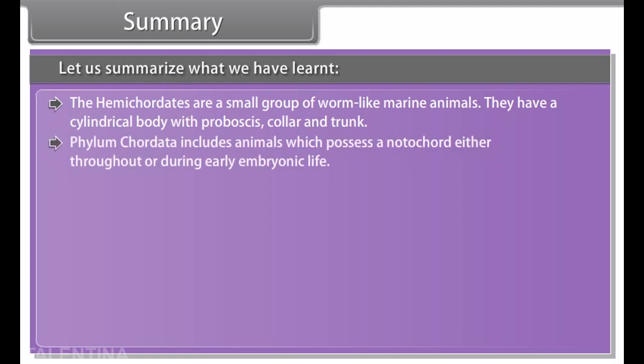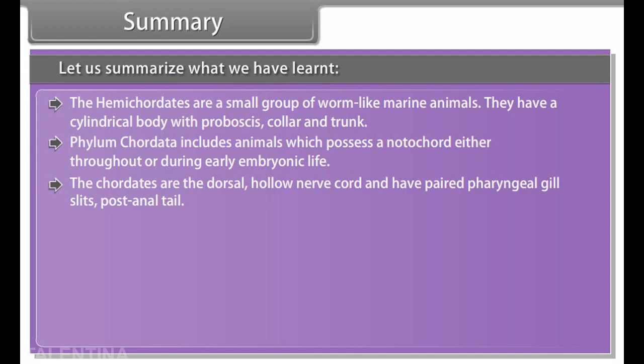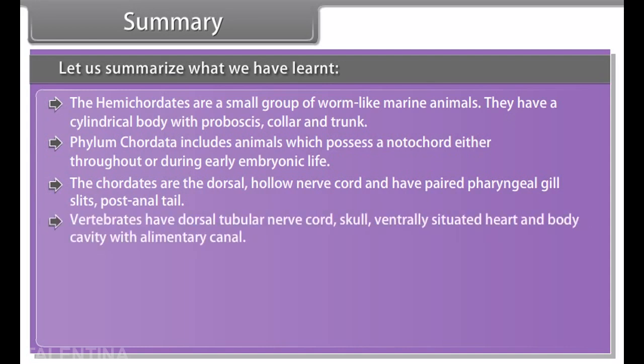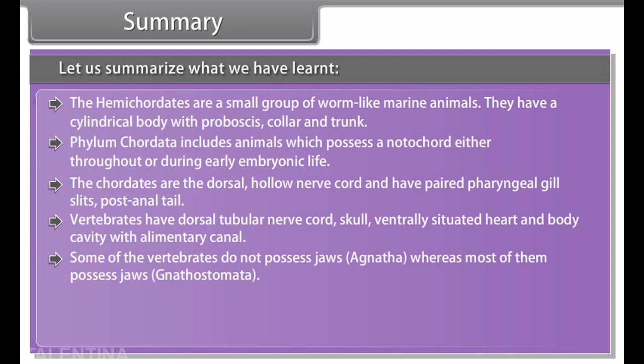Phylum Chordata includes animals which possess a notochord either throughout or during early embryonic life. The chordates have a dorsal hollow nerve cord and paired pharyngeal gill slits, and a post-anal tail. Vertebrates have dorsal tubular nerve cord, skull, ventrally situated heart and body cavity with alimentary canal. Some of the vertebrates do not possess jaw, Agnatha, whereas most of them possess jaw, Gnathostomata.